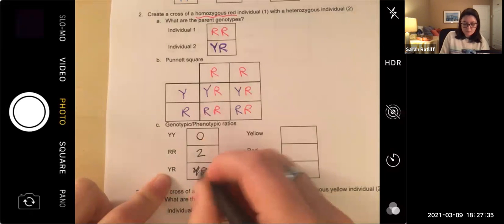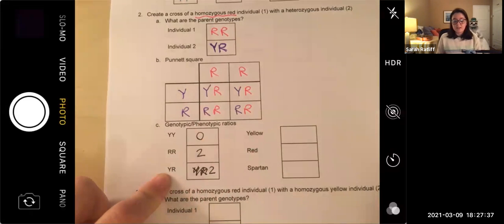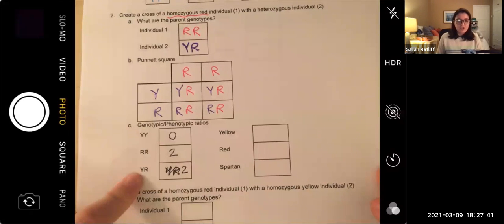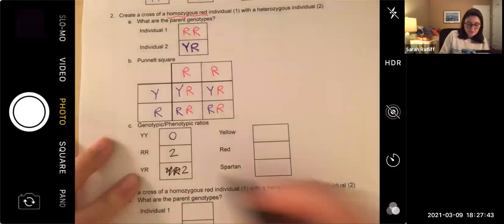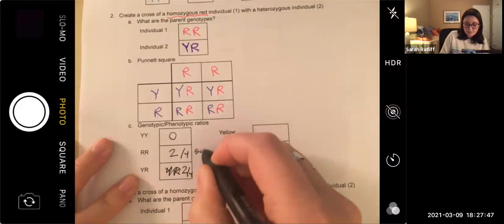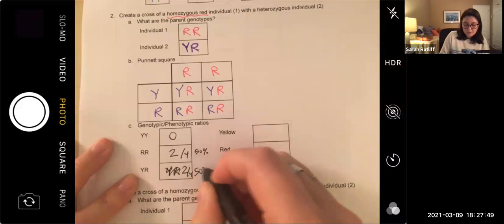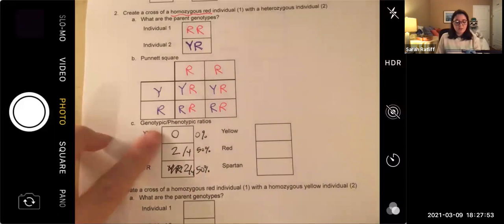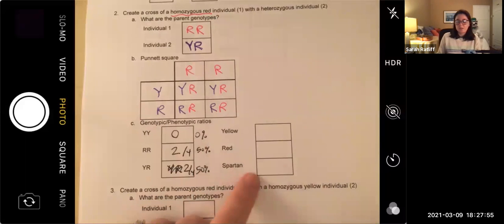Whoops. Talking and writing 2 different things. So there is our genotypic ratio. You can write 2 out of 4, or if you like percentages, 50% and 50%. This one is 0%. All right, now we need to look at our phenotypic ratios.